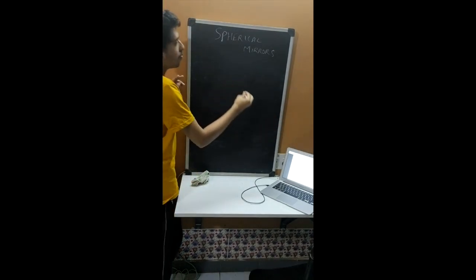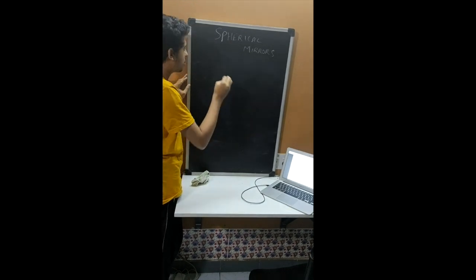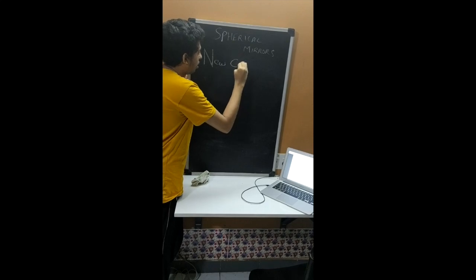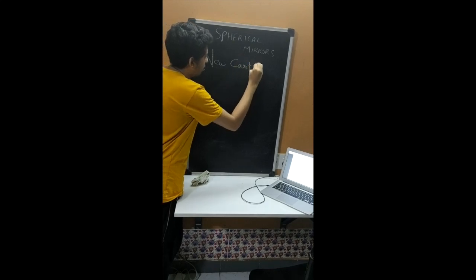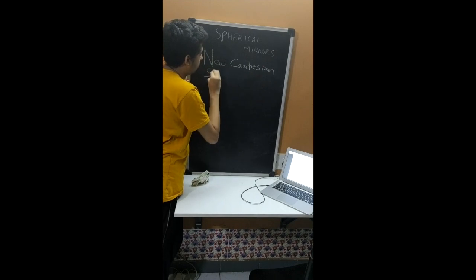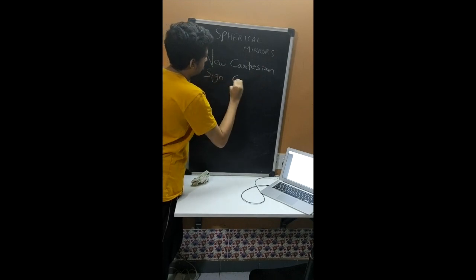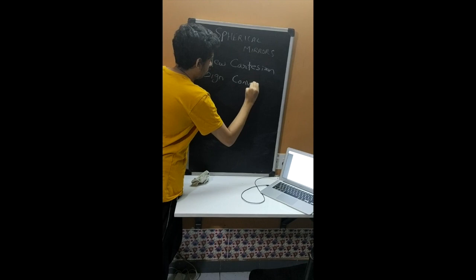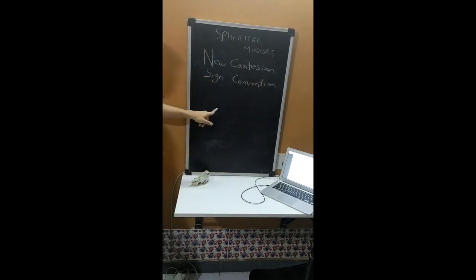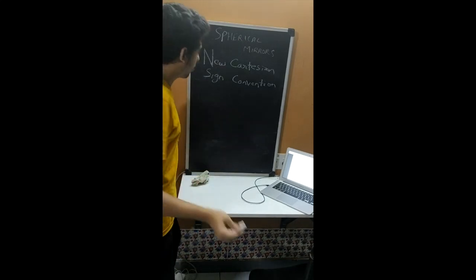So this agreement or convention is called the new Cartesian sign convention. Okay, so let us look at what this is. What have we agreed on? Let us look at it.